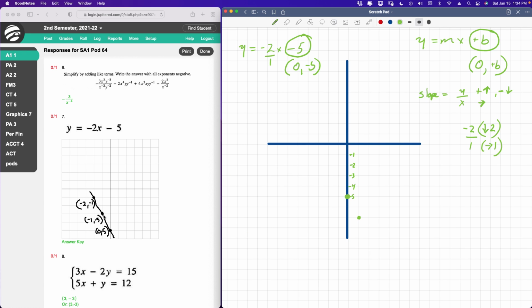Now, if you look at C, I've picked some points here that are on the line, but they're in the opposite direction. That's okay. You can do that. All you have to do is flip it or pick points on the table.